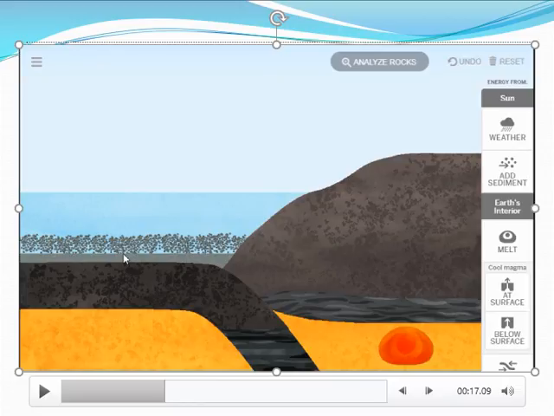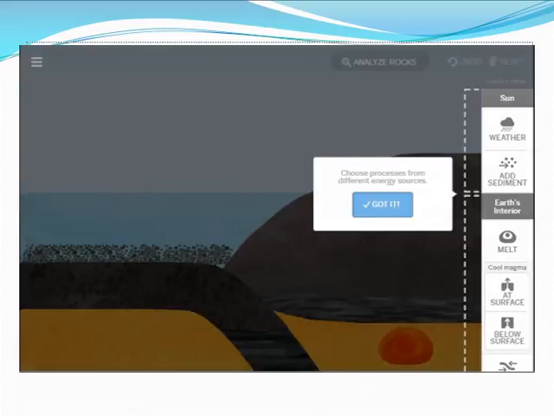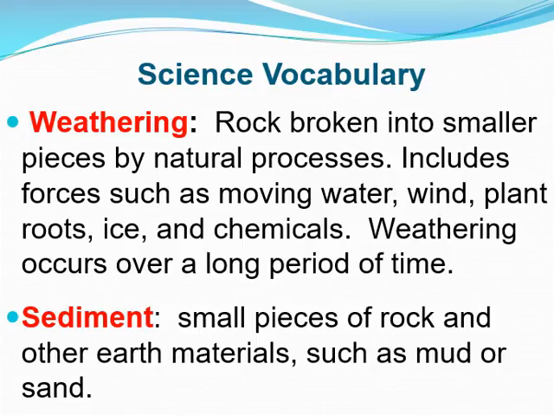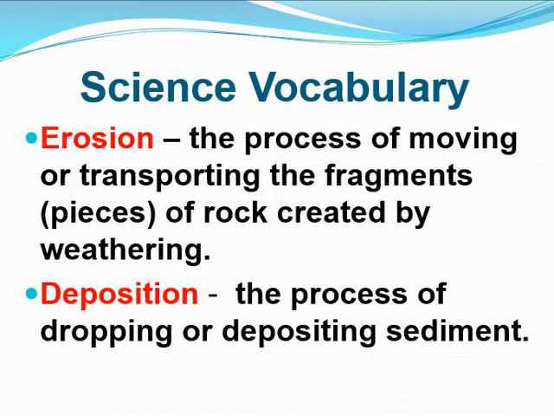But I just wanted to let you know the vocabulary words that are really important for us to understand for this unit: weathering, which you guys totally have. It's rock broken into smaller pieces by natural processes. It includes forces such as moving water, wind, plant roots, ice, and chemicals. Weathering occurs over a long period of time. We'll spend some time talking today about all the different types of weathering that can occur. And then sediment, which is the small pieces of rock and other earth materials such as mud or sand. And I know that you guys understand these two vocabulary words very well based on the things that you were able to tell me on Friday. So we'll move on to just make sure that we understand that weathering is important.